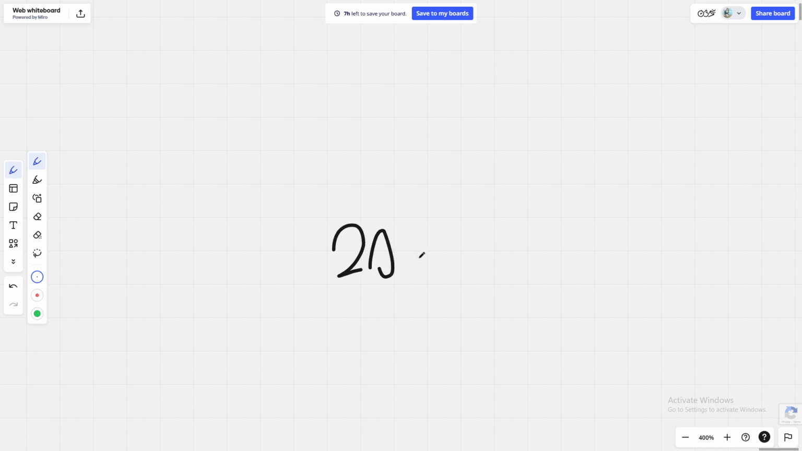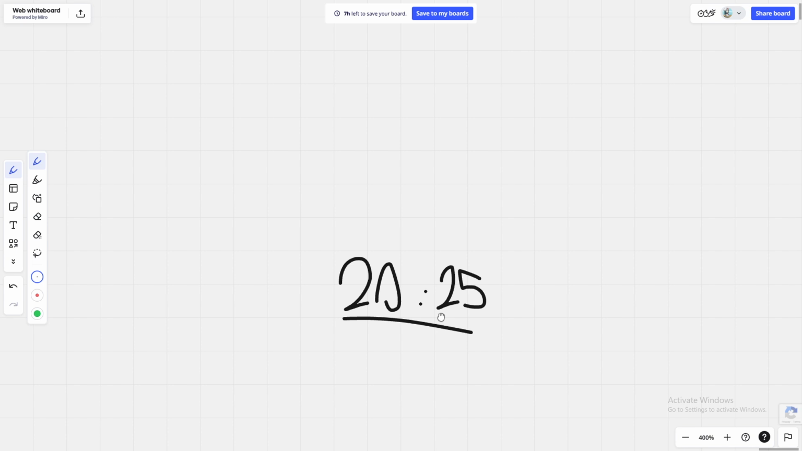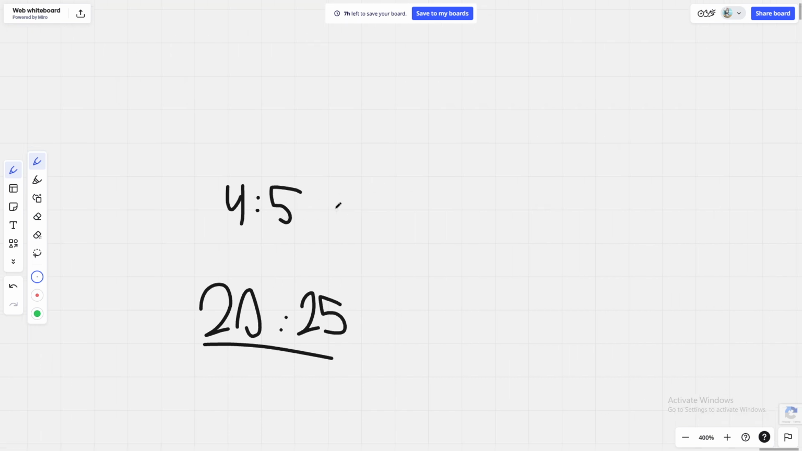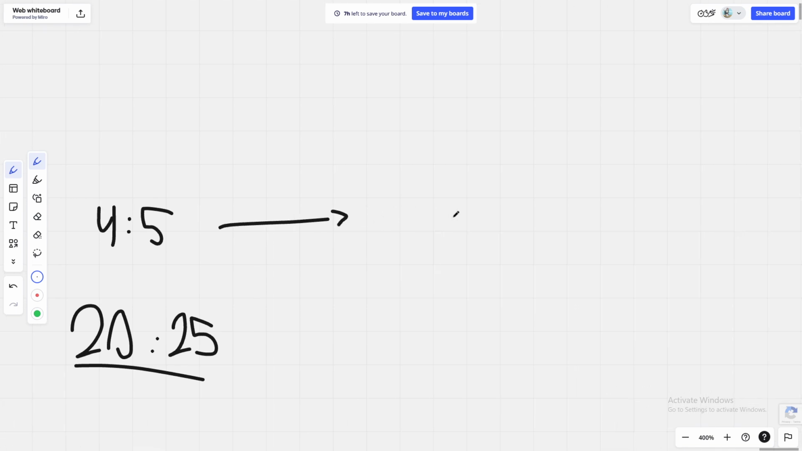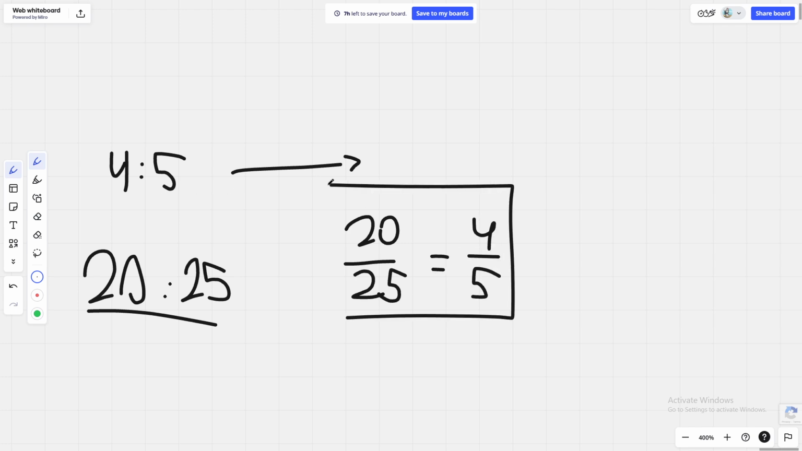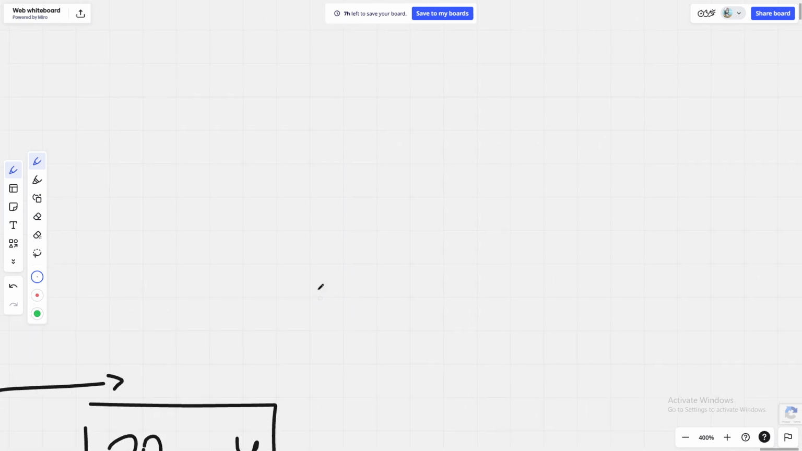Today, we're going to be talking about similarity. First of all, we have ratios, and ratios are basically a relationship of two numbers. So 20 is to 25. The relationship between them is 4 and 5. And we can say that 20 over 25 is equal to 4 over 5. This is what we call a proportion. Proportions just state that two ratios are equal.